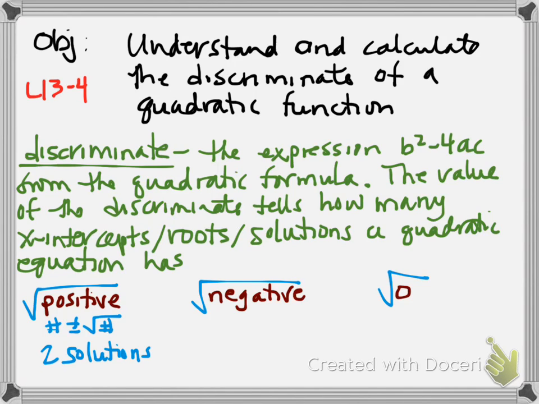If I have this next scenario, where I have some number plus or minus the square root of a negative number, how many solutions do I have for this one? Why none? You can't take the square root of a negative, so there's none.